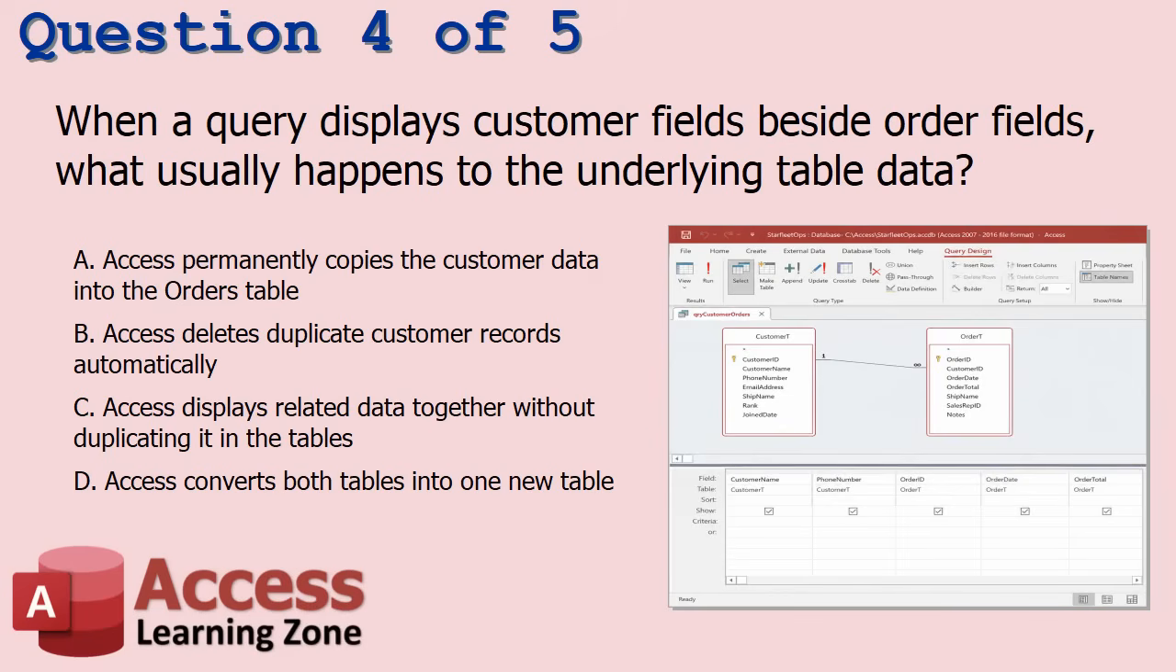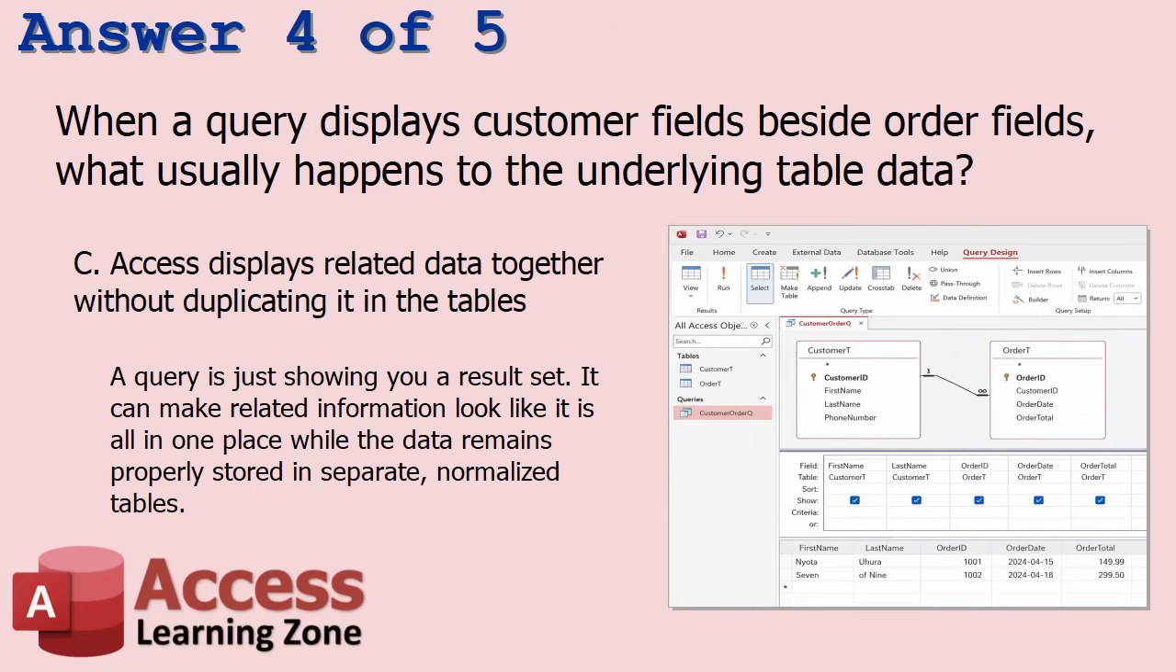Question 4. When a query displays customer fields beside order fields, what usually happens to the underlying table data? Access permanently copies the customer data into the orders table. Access deletes duplicate customer records automatically. Access displays related data together without duplicating it in the tables. Or Access converts both tables into one new table. That'll be C. Access displays related data together without duplicating it in the tables.